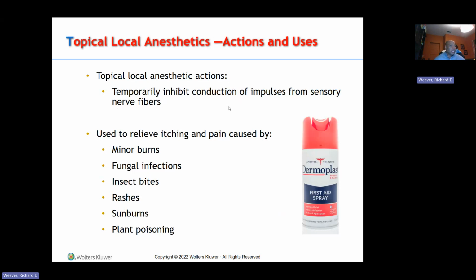We use this medication to relieve itching and pain that is caused by minor burns, minor fungal infections, insect bites, rashes, sunburns, as well as plant poisoning. For example, like your poison ivy, not ivory, ivy. Almost said that earlier in class, ivory.